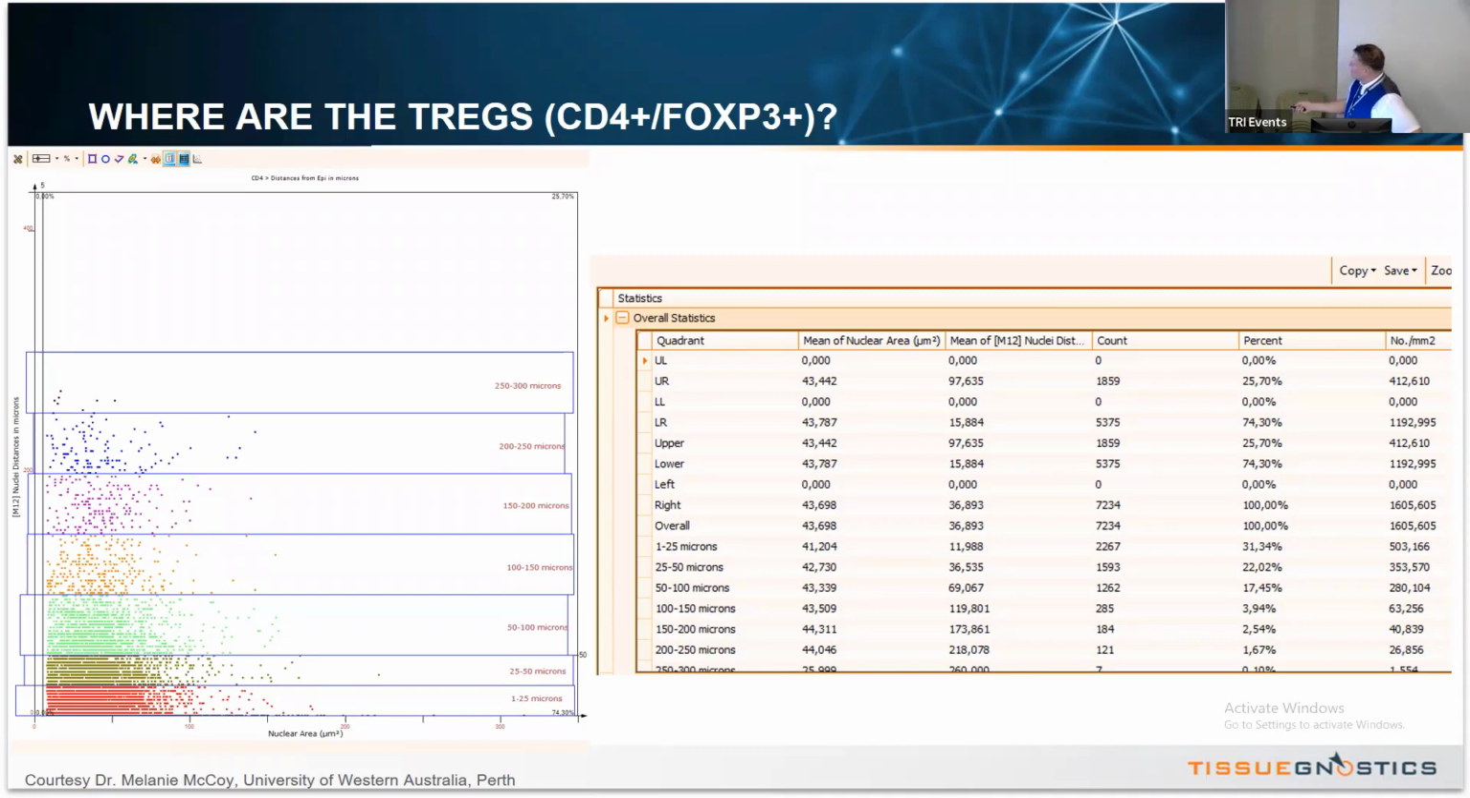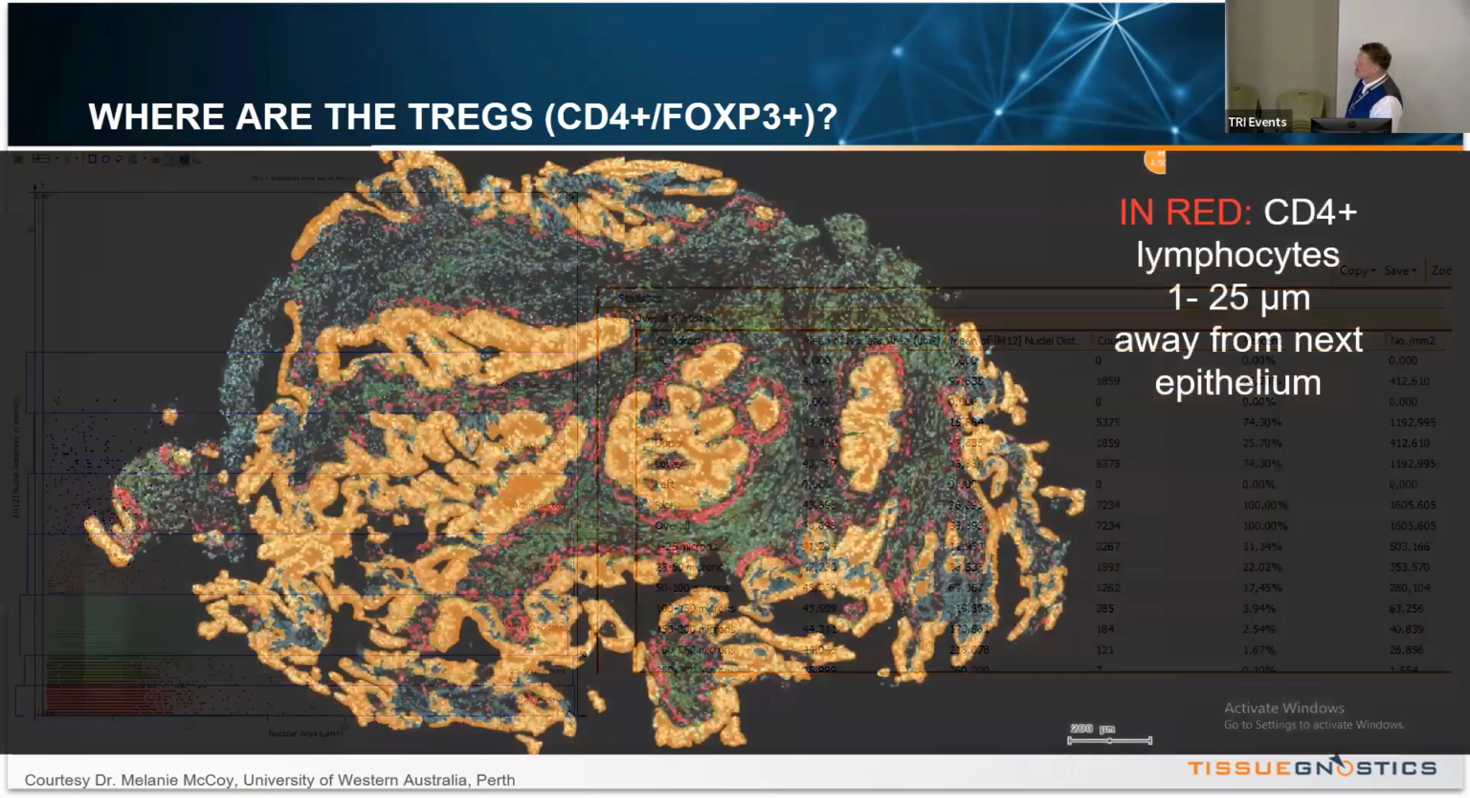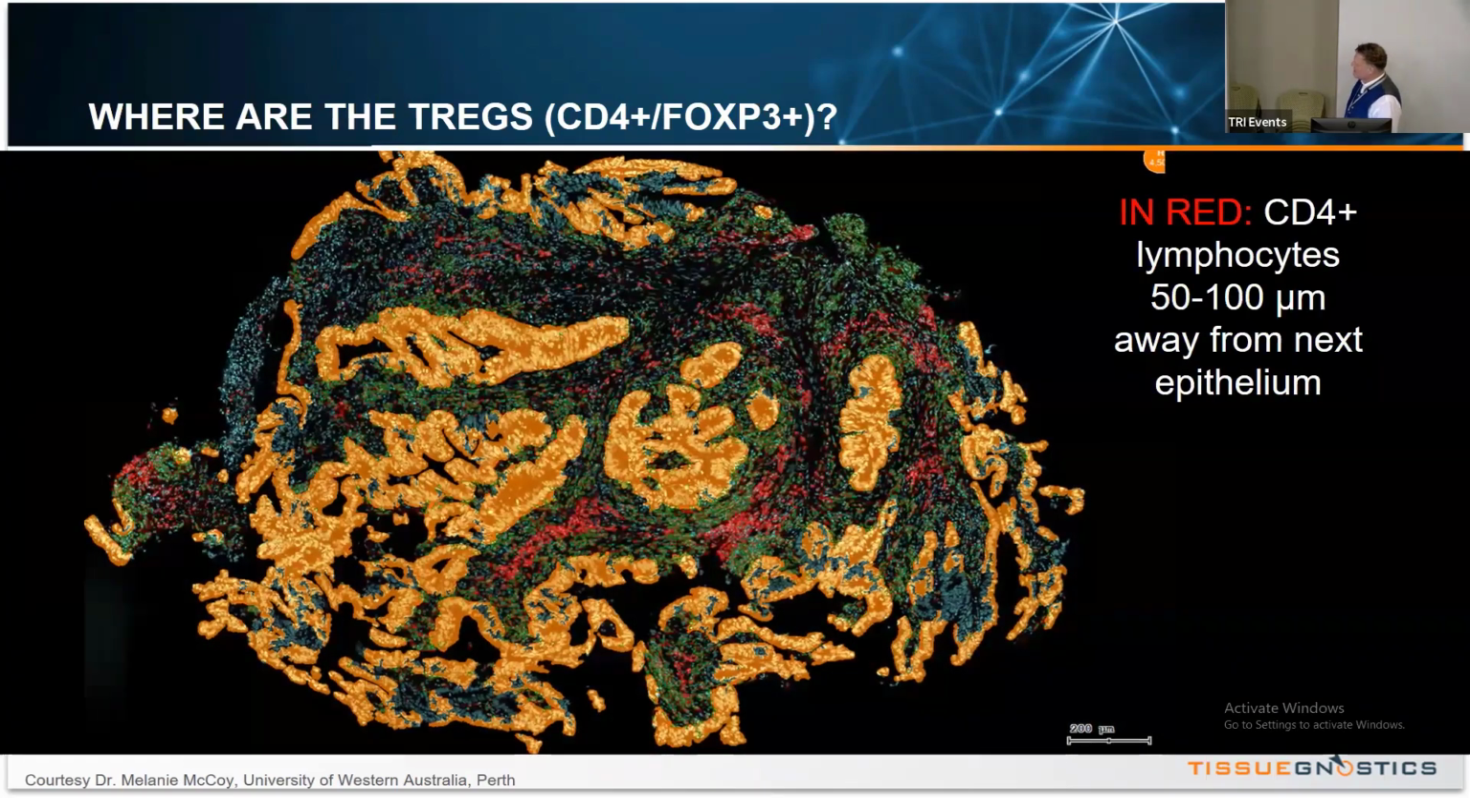So this will show you the normalizations, the number of cells per square millimeter of tissue analyzed. It will show you what is the normalized density of a certain cell population.